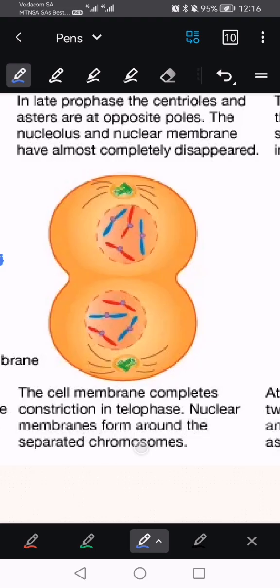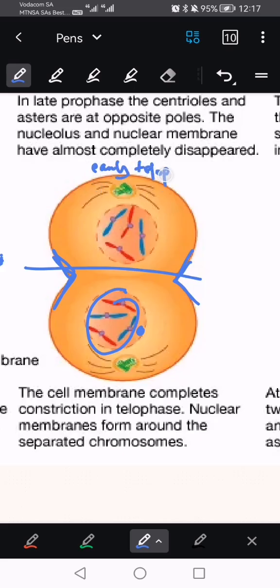The nuclear membrane forms around the separate chromosomes. So now the nuclear membrane is going to reappear, and the nucleolus is going to reappear. We still have this invagination, the cytokinesis effect. Cytokinesis is still taking place over here to make sure that this is going to be split in half. And this is part of the telophase. This can be known as the early telophase because it is not complete yet.